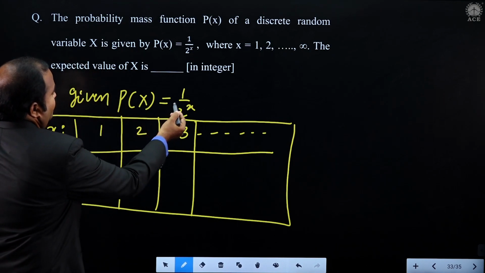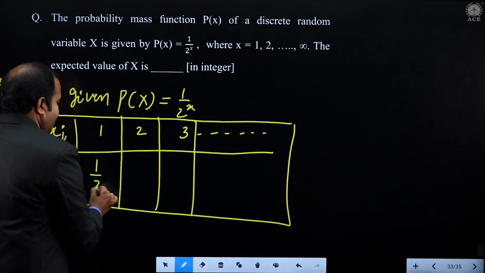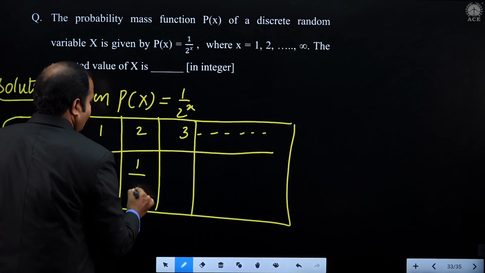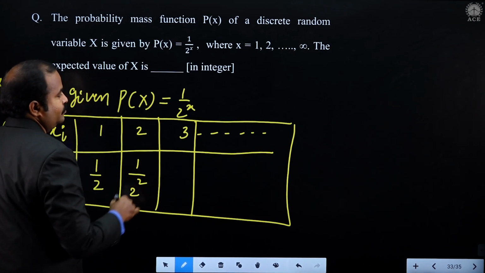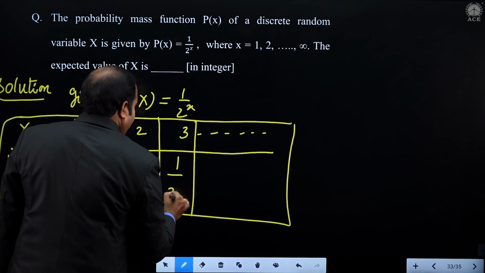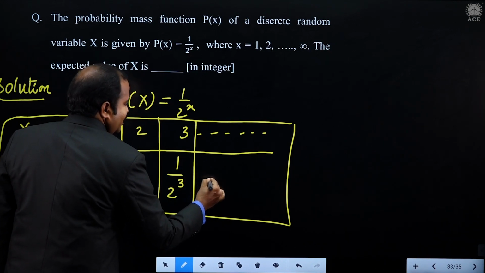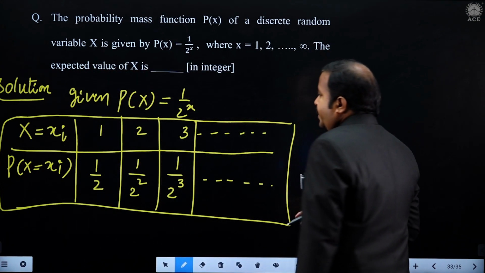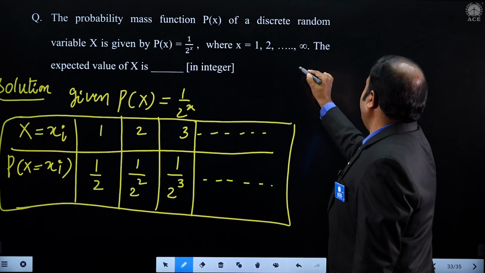So when x equal to 1, the corresponding probability is 1 by 2. When x equal to 2, the corresponding probability is 1 by 2 square. And when x equal to 3, the corresponding probability is 1 by 2 cube, etc. These are the probabilities. So what is the expected value? We know that expected value means what?